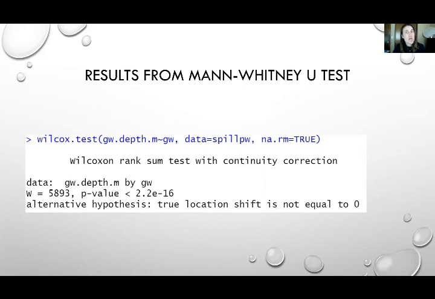On the midterm, this is all I would ask you to do. I would ask you to be able to look at this result, look at the p-value, and tell me whether or not there is a statistical difference in medians, or if there is not.